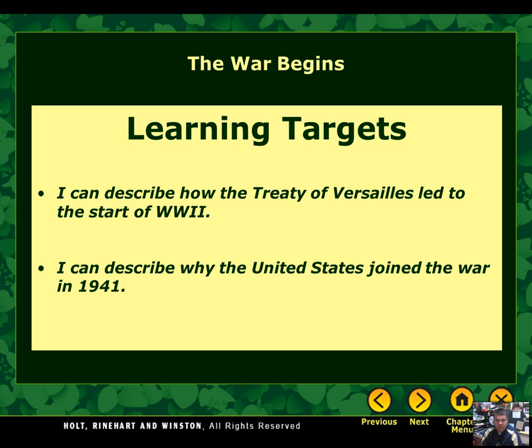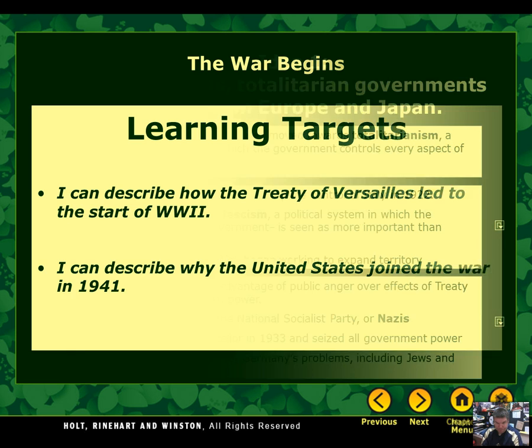Now, to start with this, just a reminder, the Treaty of Versailles was the treaty that ended World War I. It was when the Allies asked Germany, or forced Germany, to get rid of their military and to pay a whole bunch of money in war damages in order to make up for having started the war in the eyes of the Allies. And so it's important for you to remember what that was in order to accomplish this learning target.